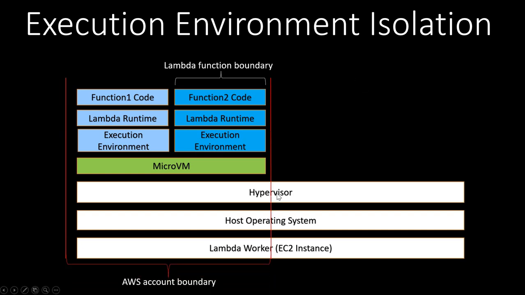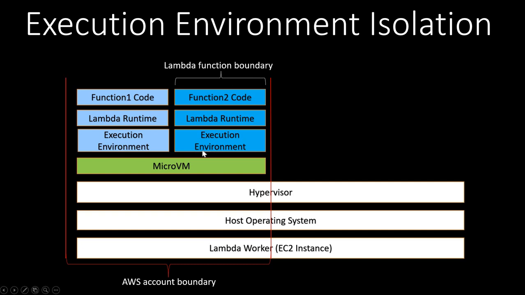Then this whole block is the AWS account boundary, which means this whole block is for a particular AWS account. So suppose we have more Lambda functions in our account. Above this, in this micro VM, more such execution environments will be created for each Lambda function. And this whole micro VM is separate for each AWS account.